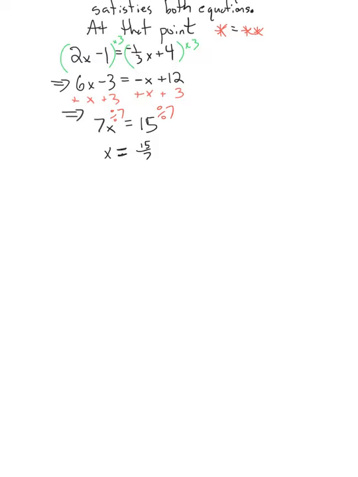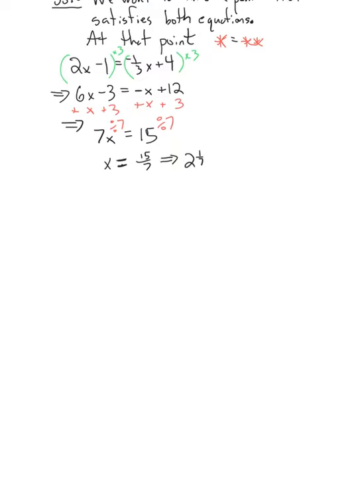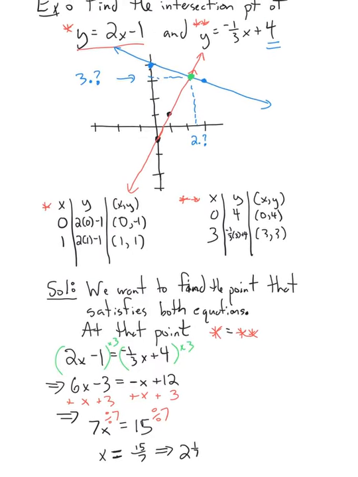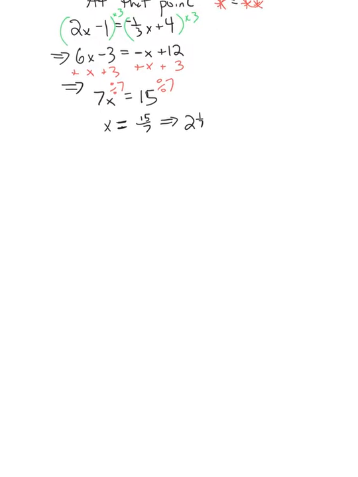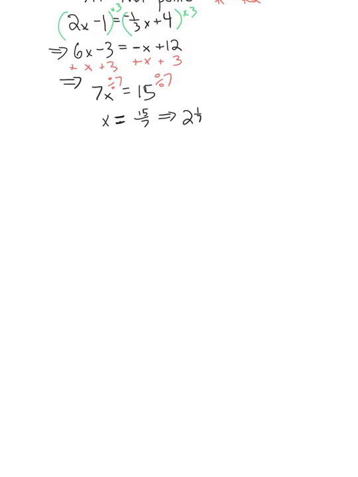Which jives with our guess. Remember, we said that x was going to be 2 and a bit. And if we convert this to a mixed number, or you could do long division, this is 2 and a seventh. So that jives with our guess. That makes sense with the diagram that we drew to estimate. Excellent. Now that we know x, we can just solve for y.